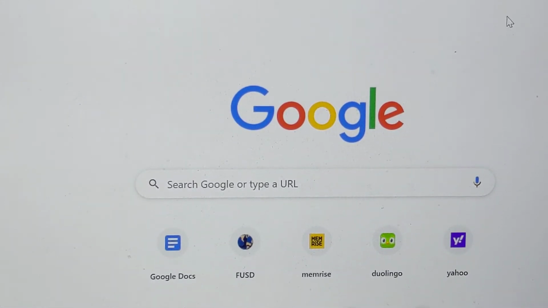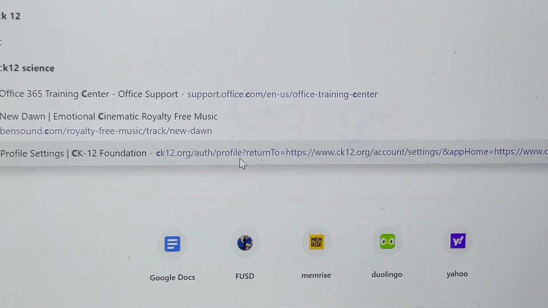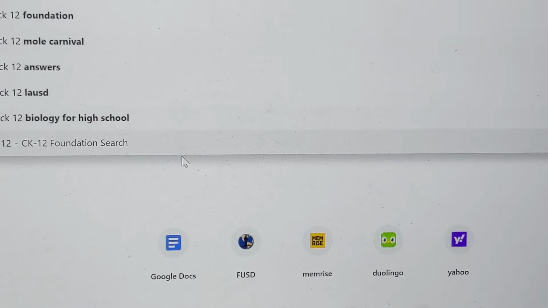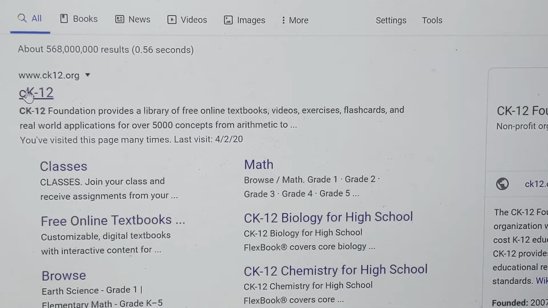This video is on how to use CK12. Let me go ahead and show you. I'm going to type into Google CK12, or I can go through Teams. But I'm going to go through Google.